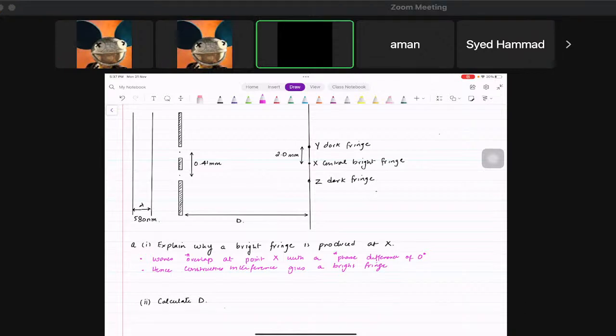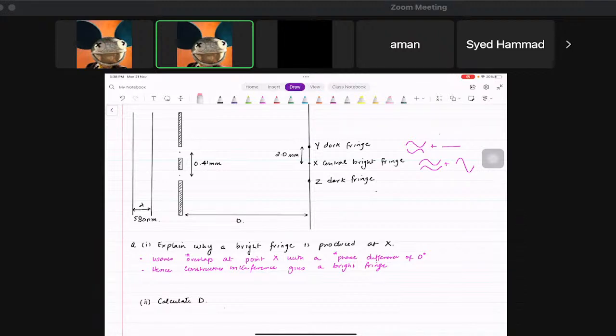Like, why would a bright fringe be created? Because, Aisha, when 2 waves or more meet constructively, they will create a bigger wave, right? Yes. Why a dark fringe is created is because 2 waves meet destructively, which means they have a 180 degree phase difference. So that's why it becomes dark, no wave at all. Is that clear? Currently it's talking about the bright fringe, that's why I'm writing this.